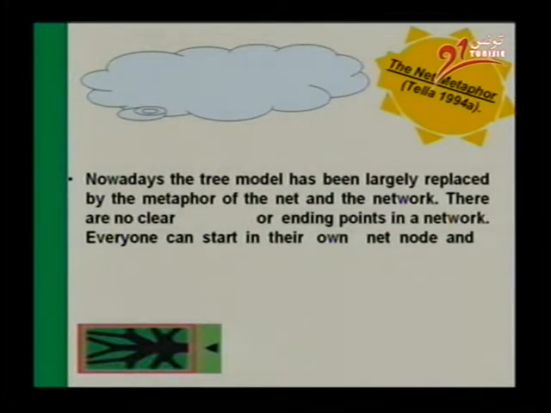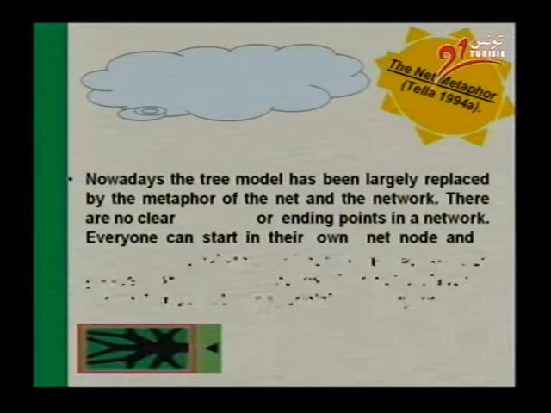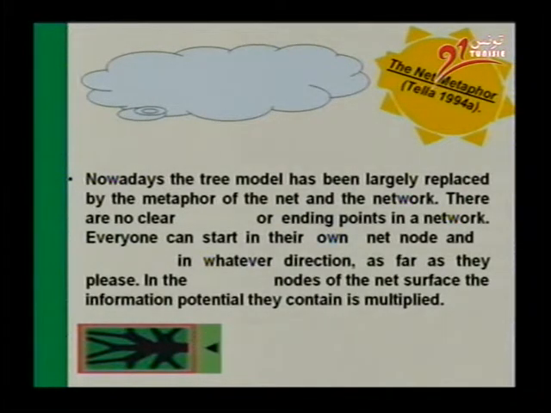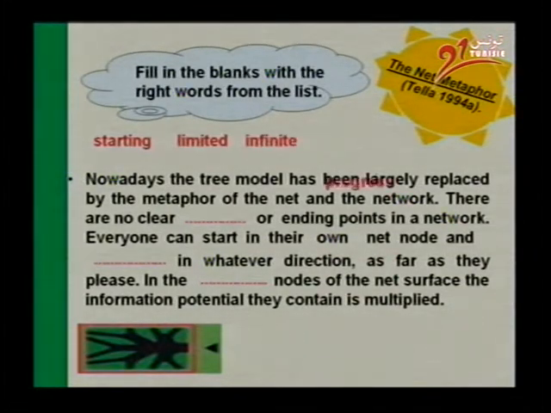Nowadays, the tree model has been largely replaced by the metaphor of the net and the network. There are no clear, you can guess there is a word missing here, or ending point in a network. Everyone can start in their own net node and there is another word missing, in whatever direction, as far as they please. In the nodes of the net surface, the information potential they contain is multiplied. So 3 missing words and 4 suggestions. What you have to do, of course, is to fill in the blanks with the right words from the list.